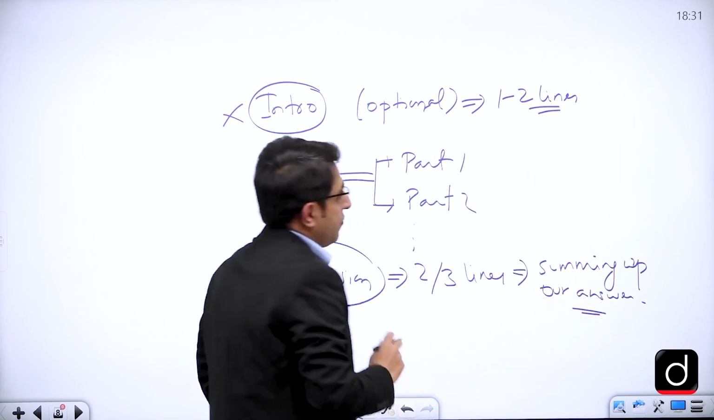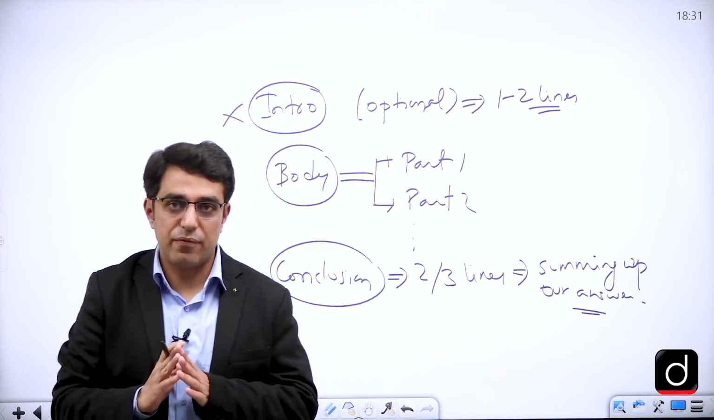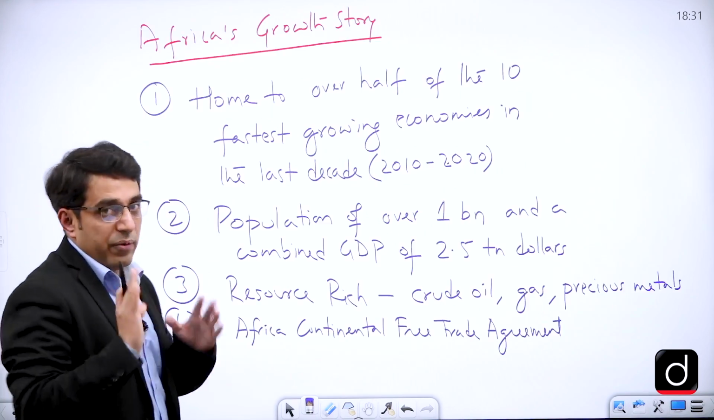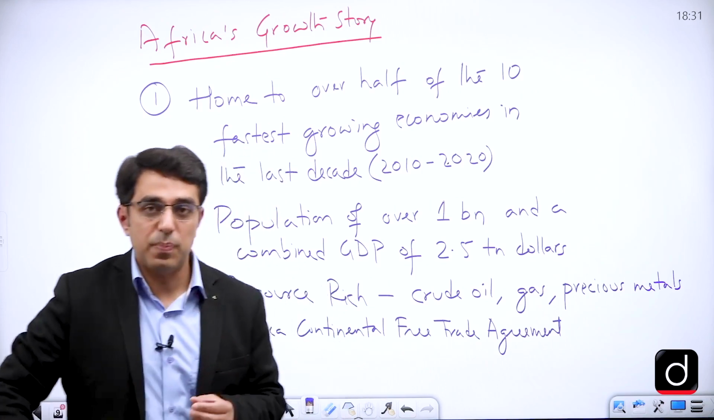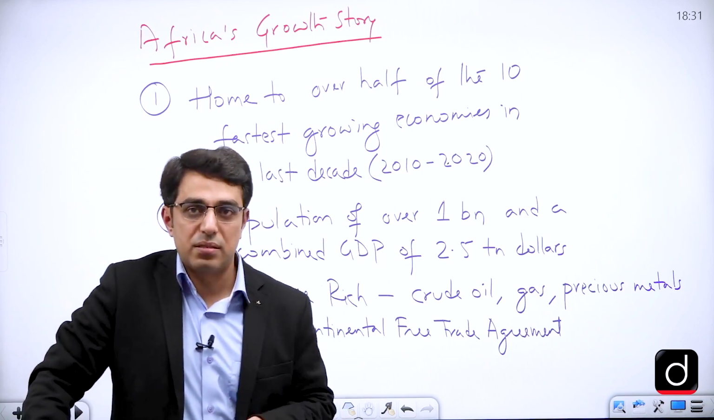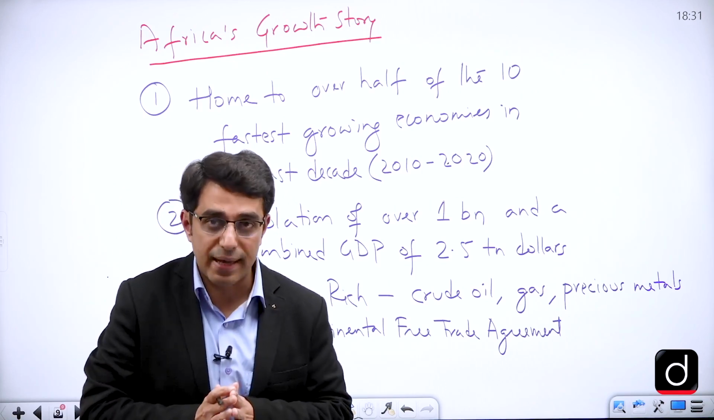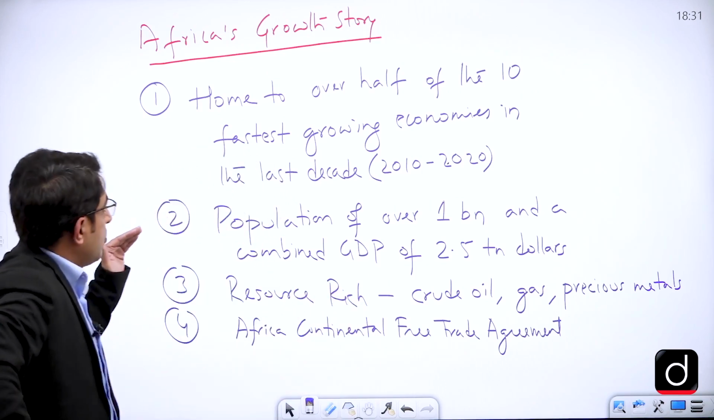So, this is the format of the answer that we need to keep. Now, let us see what we will do in the first part. In the first part, it is all about Africa's growth story, that how Africa is going to be the growth pole for the entire world. So, here we can give some points.